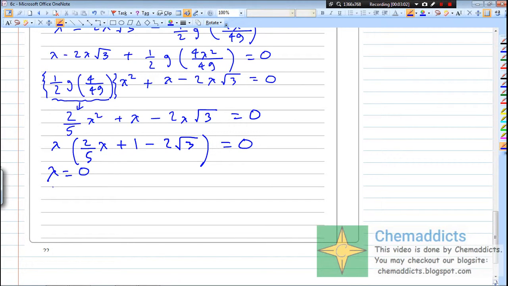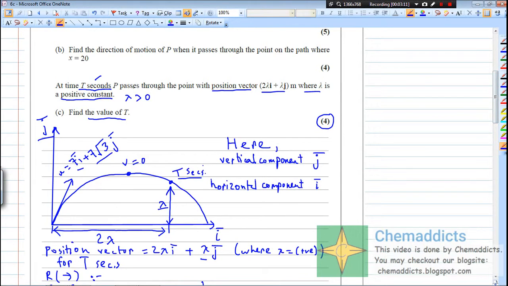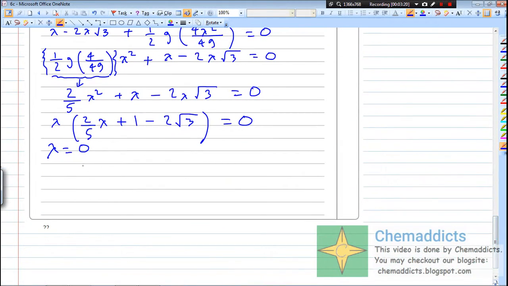Since lambda is positive according to the condition in the question, here is the question and here is the condition, lambda should be greater than 0. Lambda is a positive constant, so we will ignore this value. This is not possible. Now let us take this part: 2 by 5 lambda plus 1 minus 2 root 3 equals to 0.